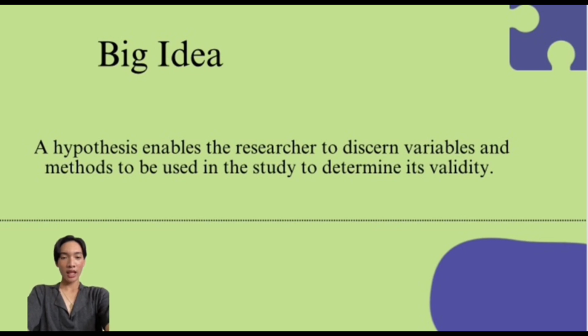When formulating a hypothesis, the researcher identifies the variables involved in the study. Variables are factors or concepts that can vary or have different values. So in summary, a hypothesis is a statement that proposes an explanation or prediction about a research question. It helps the researcher identify the variables involved, guides the selection of appropriate research methods, and ultimately determines the validity of the study by providing a framework for testing and analyzing the data.